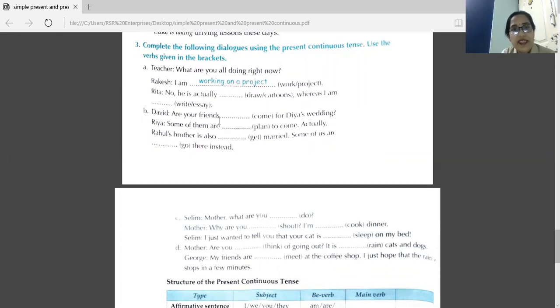Are your friends... Now, are is already written there. It's an interrogative one. So are is already written there. So that means you have to use only coming. You will not write it this way: are your friends are coming? That is wrong. Are is already there. So are your friends coming for Diya's wedding? Some of them are planning. Are is already there. So planning to come. Actually, Rahul's brother is also getting... Is is already there. So present continuous form. So getting married. Some of us are going there instead.